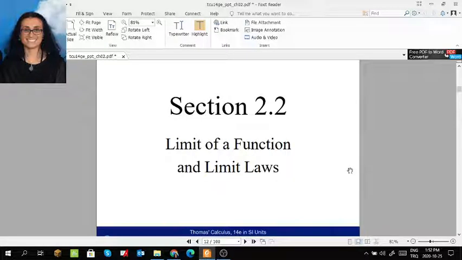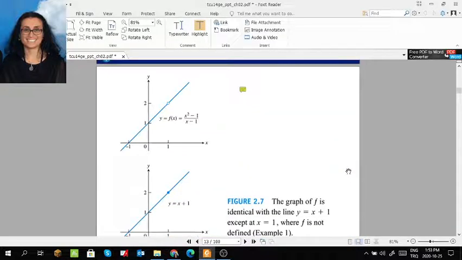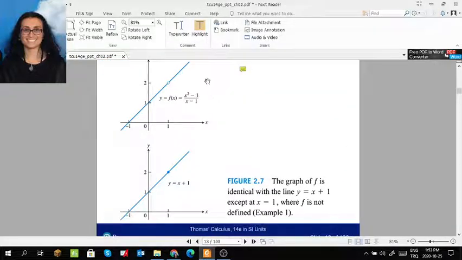We are going to be talking about section 2.2, limit of a function and limit laws. The first example, actually we have two here, and I'm going to go through both of them. The first one, as you will see, there's a hole here. The second one is just this hole is filled in.